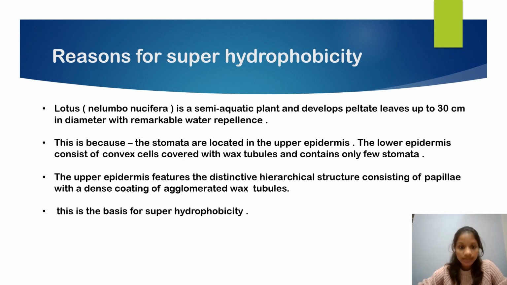This is because the stomata are located in the upper epidermis and the lower epidermis consists of convex cells covered with wax tubules and contains only few stomata. This means in the upper epidermis there is a large number of stomata, whereas the lower epidermis of that leaf has fewer stomata. Instead it has convex cells and wax tubules. The upper epidermis features a distinctive hierarchical structure consisting of papillae with a dense coating of agglomerated wax tubules. These are the basis for superhydrophobicity.